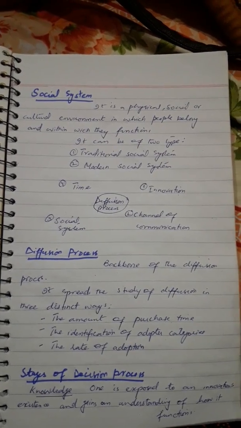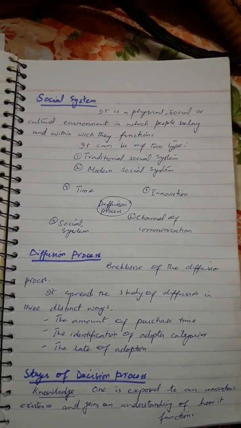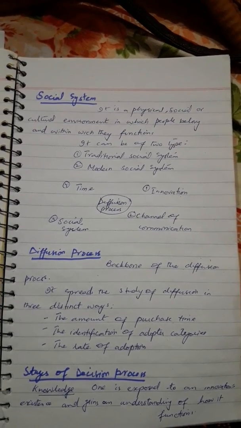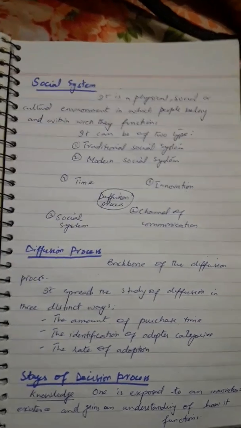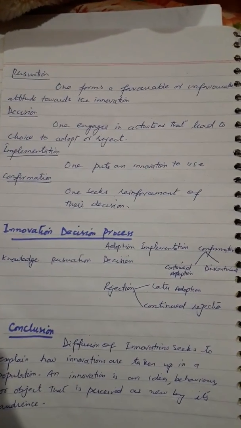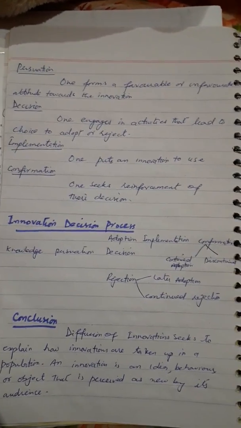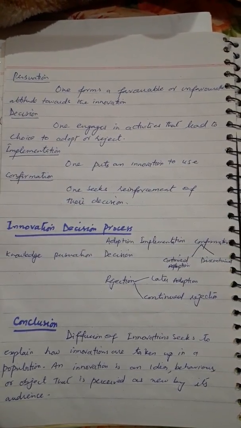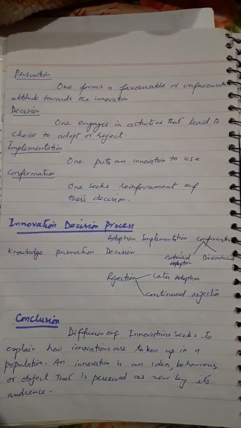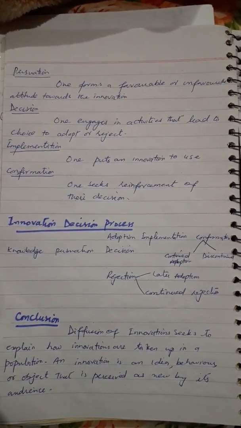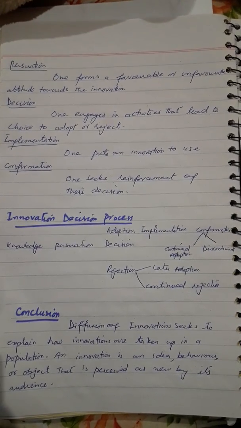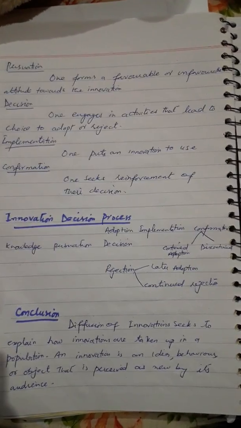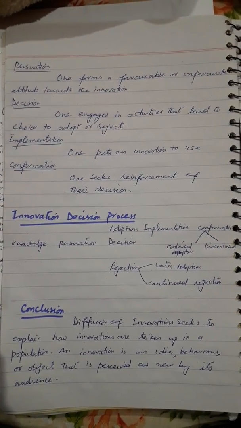Stages of decision process. Knowledge: one is exposed to an innovation's existence and gains an understanding of how it functions. Persuasion: one forms a favorable or unfavorable attitude towards the innovation. Decision: one engages in activities that lead to a choice to adopt or reject. Implementation: one puts an innovation to use. Confirmation: one seeks reinforcement of their decision.